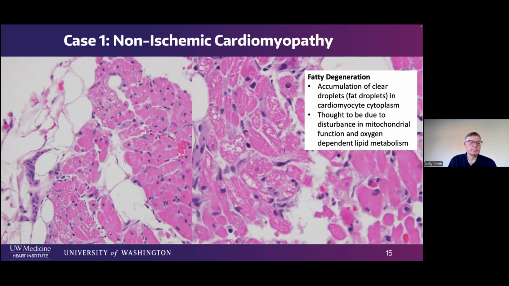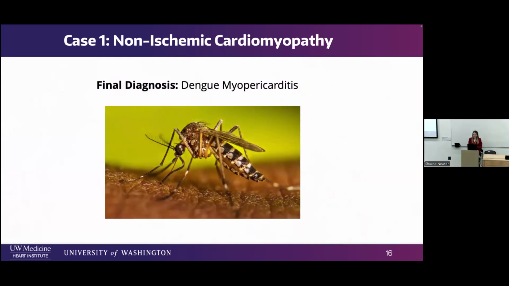Thank you so much, Dr. Smith. So the final diagnosis was dengue myopericarditis. She tested positive for both dengue virus IgM and IgG antibodies, but I will say that this diagnosis was pretty debated, even between the different providers that were taking care of her. Some of them would call this myocarditis, and some thought this was more of a stress cardiomyopathy because of the acute viral illness.